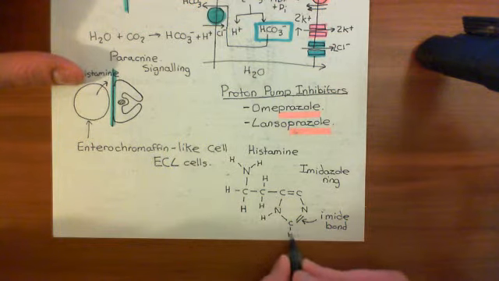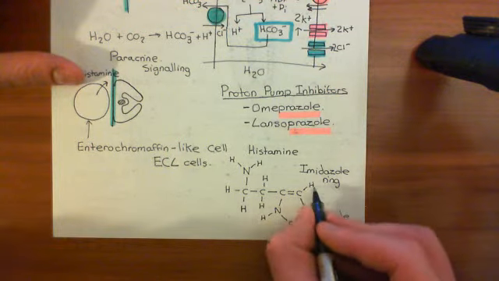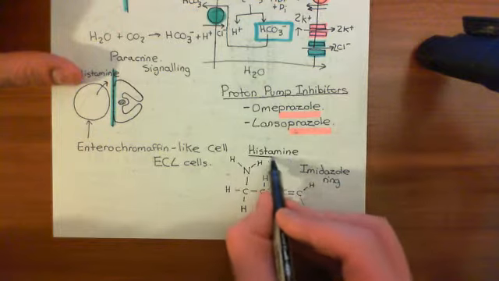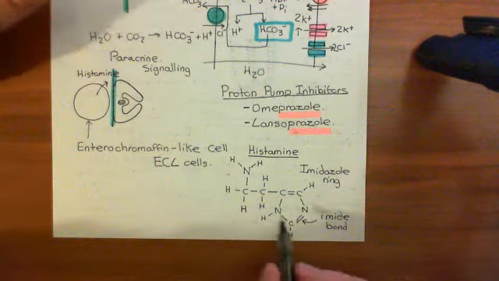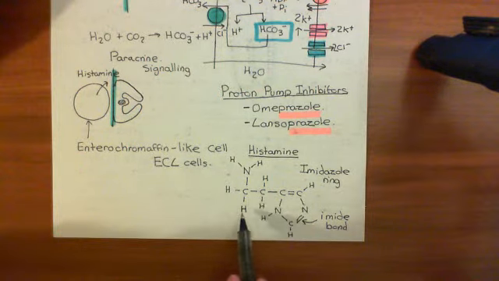Now we just saturate everything else by putting on hydrogens. So this is the structure of histamine. If you wanted the amino acid histidine, you'd have to take this hydrogen off and put a carboxylic acid group there instead to turn it back into an amino acid.